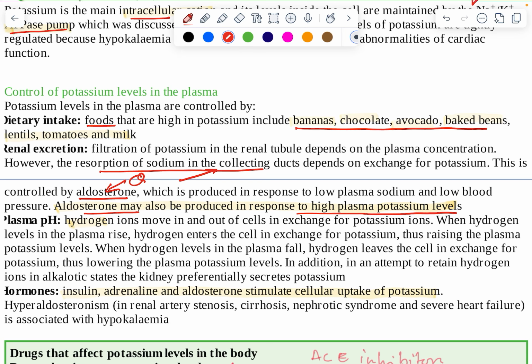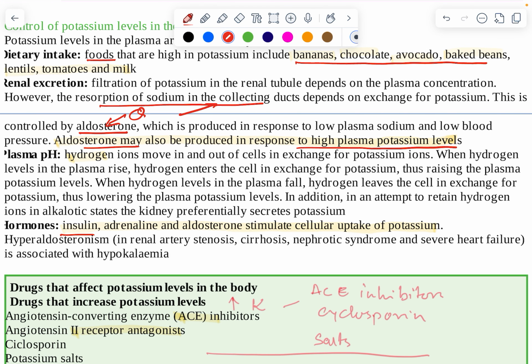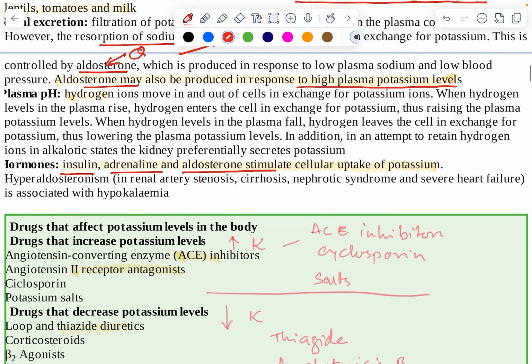In addition, the main effect on hydrogen ions is in the alkalotic state. So insulin, this is important. Insulin, adrenaline, and aldosterone stimulate cellular uptake of potassium. Insulin causes cellular uptake; it shifts potassium from plasma. Whenever there is hyperkalemia, you give insulin, and it shifts potassium from plasma to the cells.